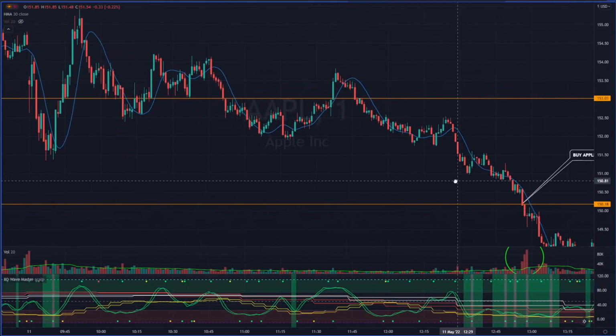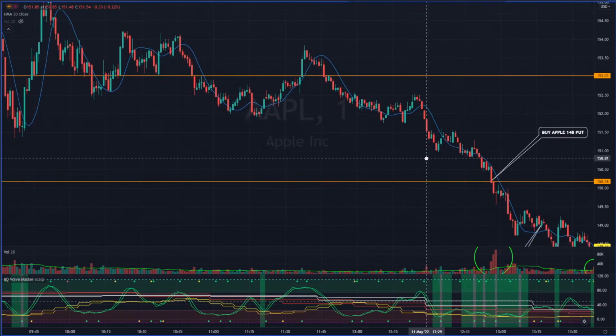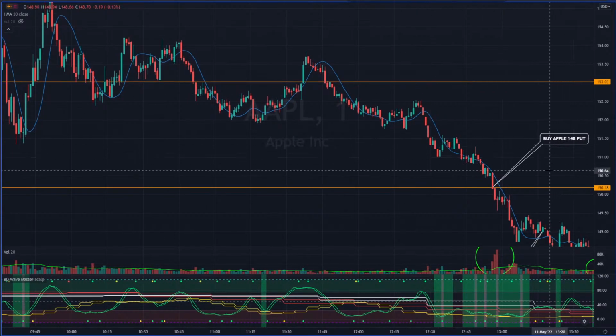But then what did we see right here? This is where I said that we needed to be buying the Apple 148 puts. I'm not going to go into how I pick and choose which options I go with, but usually I look for around the 30 delta. So always look for a 30 delta. I talk about that quite a bit. Always look for the 30 delta. It's usually the best bet.